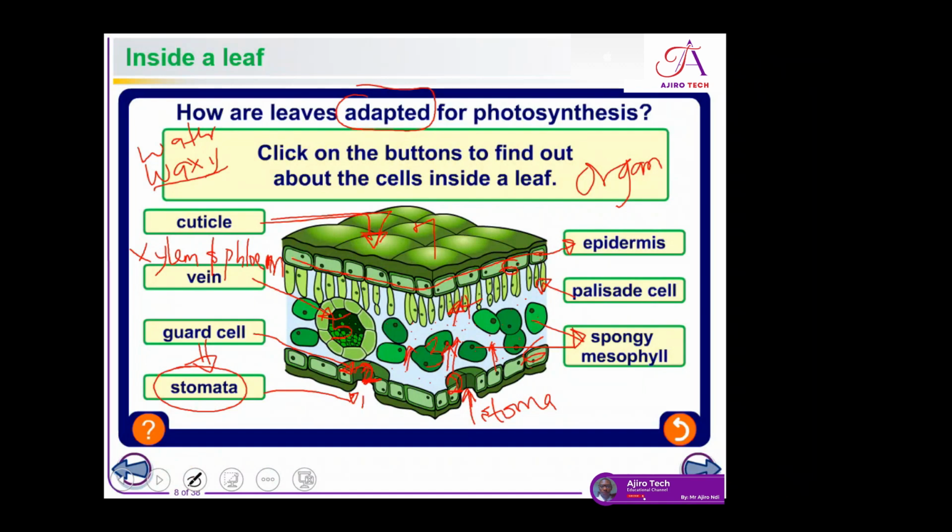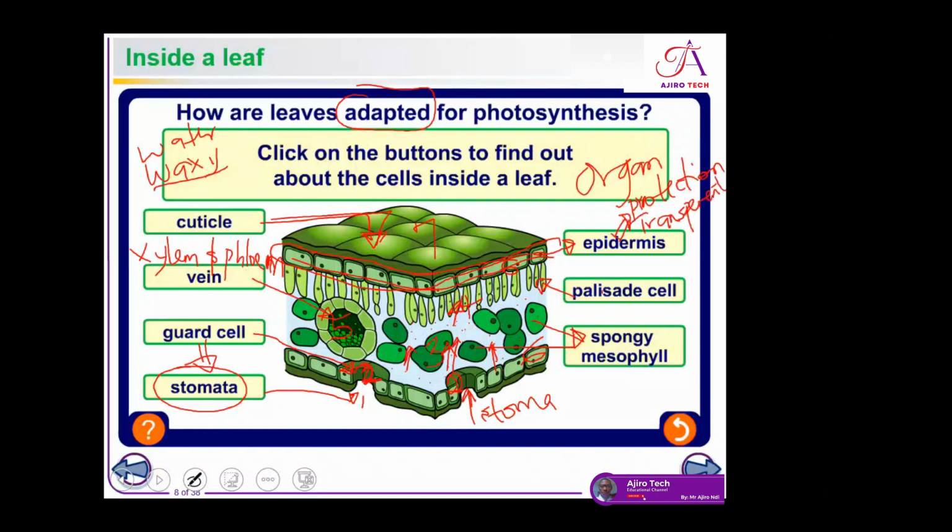The epidermal cells are actually a protective layer of cells. They are for protection, just like the skin on our body. They protect the internal organs, they protect the mesophyll cells, the palisade cells. Aside from the fact that they are for protection, they are also transparent. What does that mean?